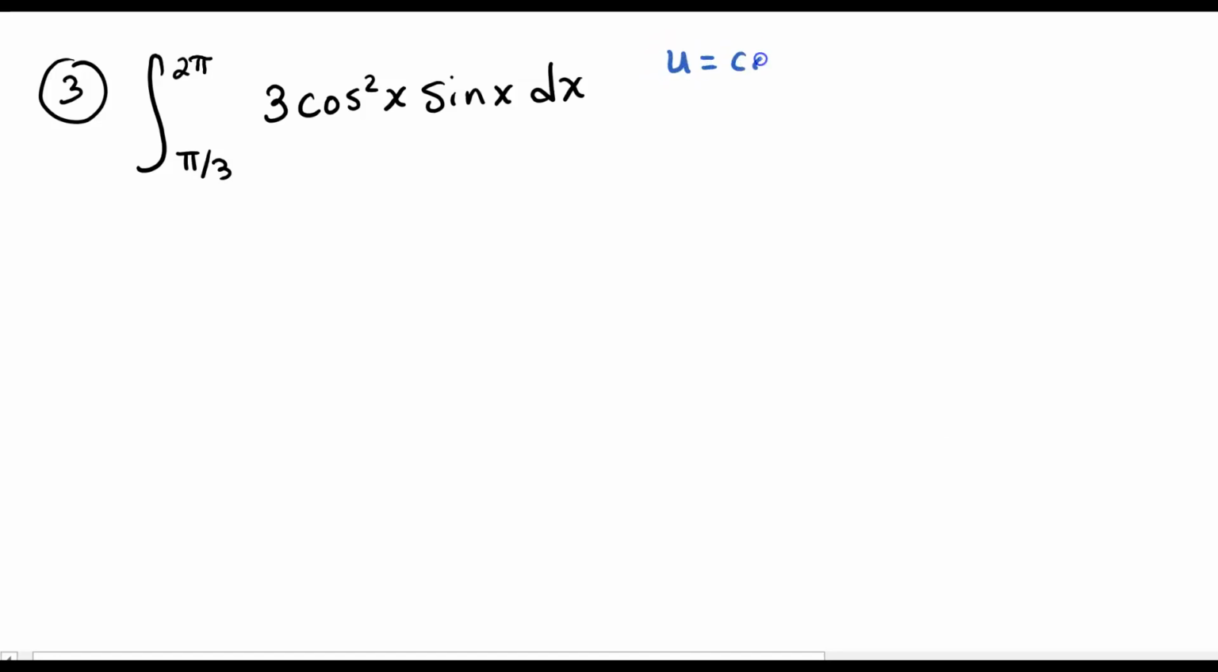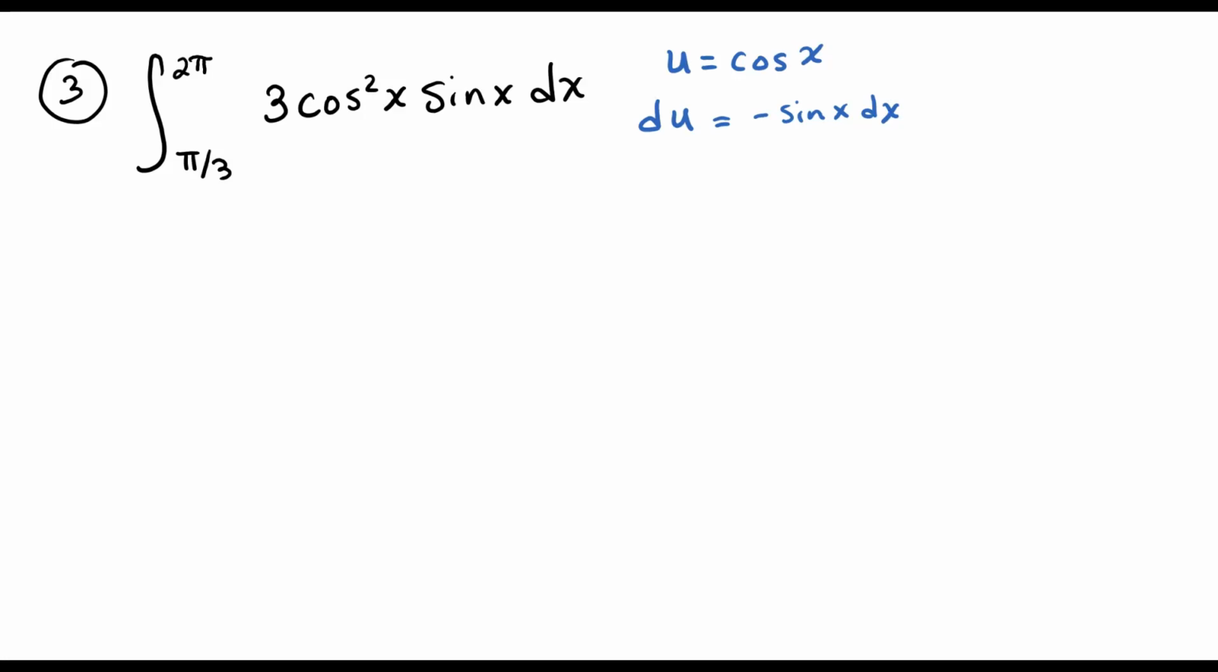So let's think about this for a second. If u is the cosine of x, what is du? Well, the derivative of cosine is negative the sine. Okay, so negative sine x dx. All right, now I've got my sine there. What I'm missing is the negative portion of it.